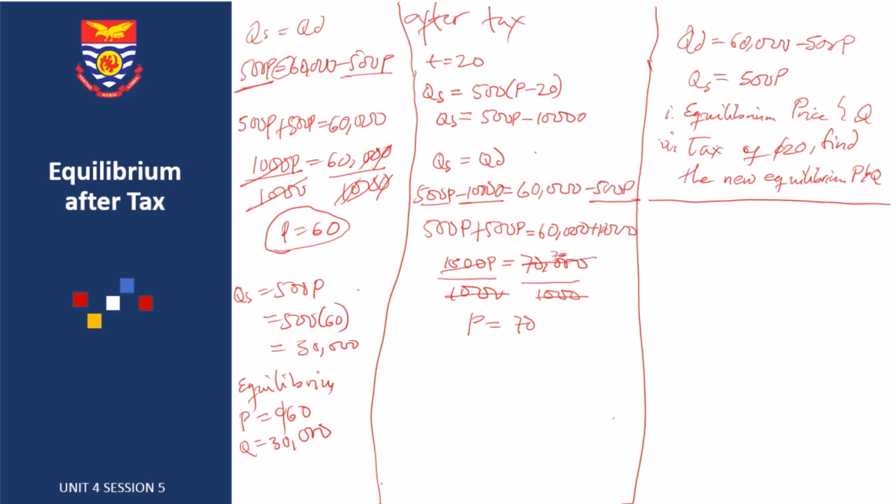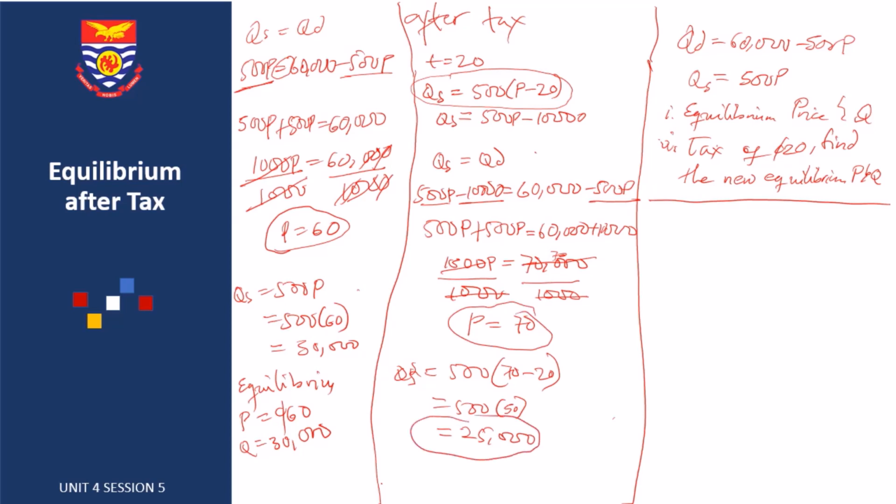So we can now put P equal to 70 into our QD to get the new equilibrium, or we can even put it into the QS that we have here. Assuming I want to put it into the QS, I have 500 bracket open 70 minus 20, which gives me 50. So I have 500 times 50, which gives me 25,000. So after tax, the equilibrium price will be 70, and the equilibrium quantity will be 25,000.